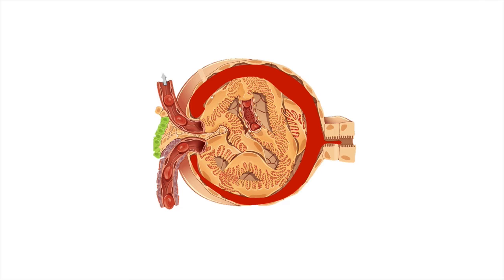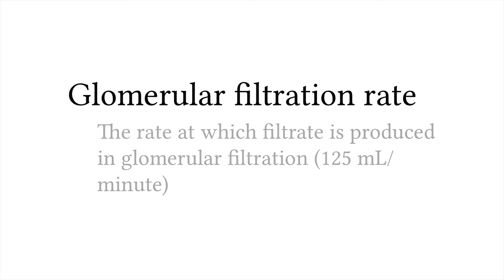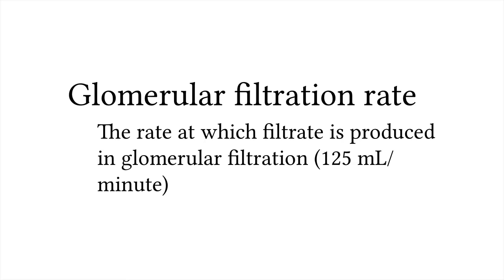From this point, the filtrate moves out of the Bowman's capsule and into the proximal tubule. And this happens rather quickly. In fact, the rate is called the glomerular filtration rate. It's the rate at which filtrate is produced in glomerular filtration, which is 125 milliliters per minute. That means the kidneys filter about 180 liters of filtrate each day. Or you can say that all the plasma in the blood is filtered an average of every 25 minutes.